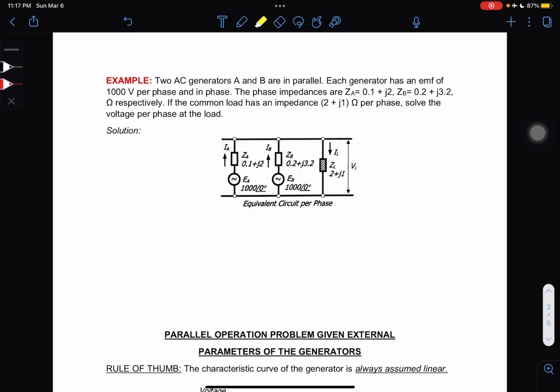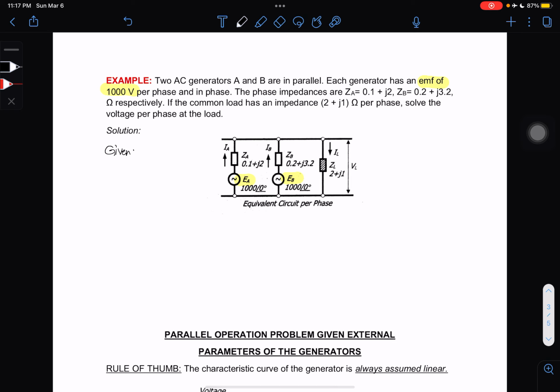So sa tong problem, so naa diri ang equivalent circuit per phase para masabtan nato. So giingon nga naa siya given na common nato, EA nato. So each generator giingon sa problem has an EMF of 1000 volts. So we have our EA and EB is 1000.